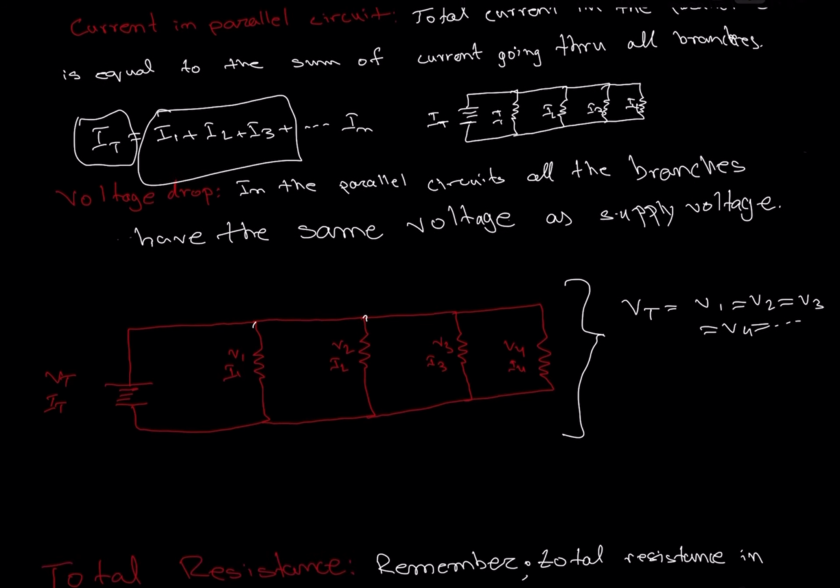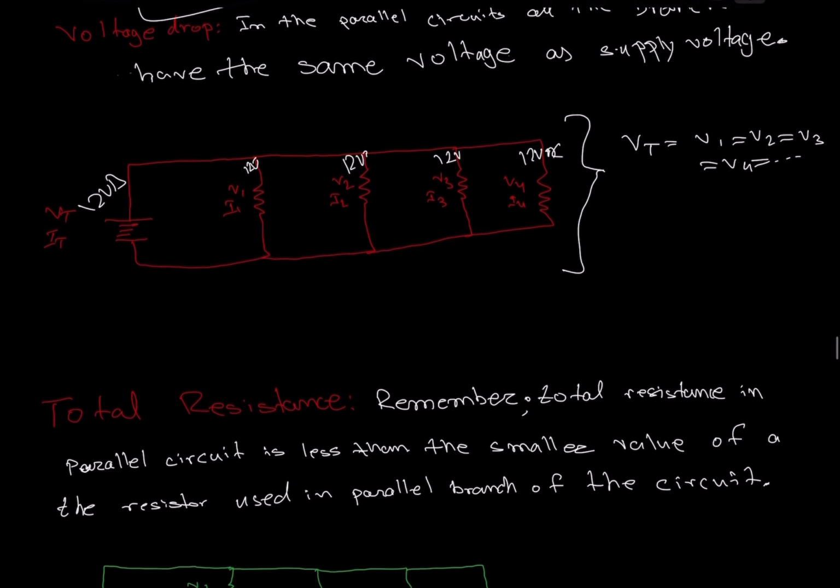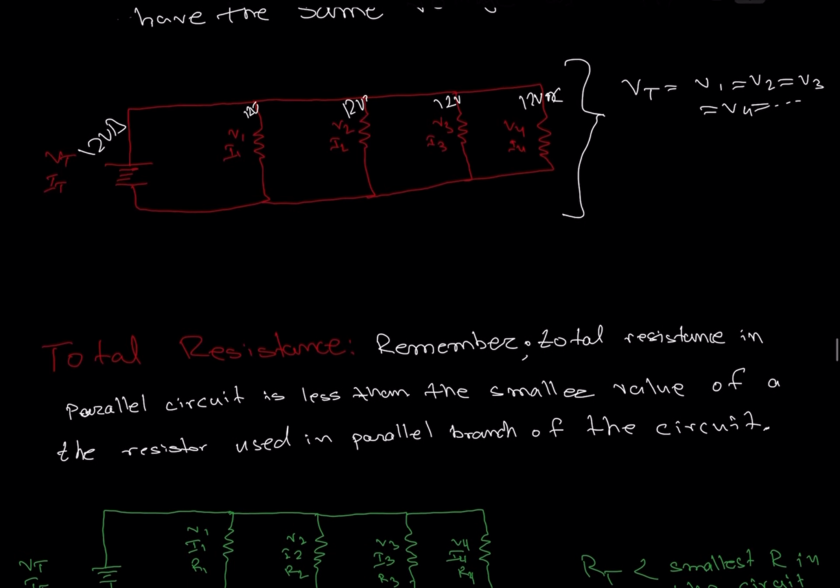Now voltage drop. What is the voltage drop in a parallel circuit? In a parallel circuit, all the branches have the same voltage drop as the supply voltage. That means if you have, for example, 12 volt DC power here, the same 12 volt DC is going this way, this way, and this way too. So you have the same voltage drop at each branch going into the load.